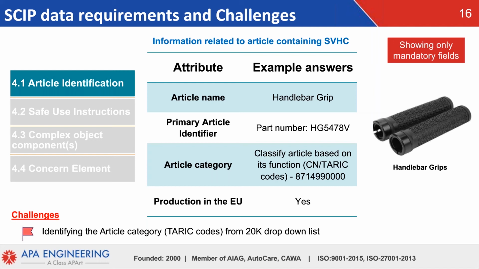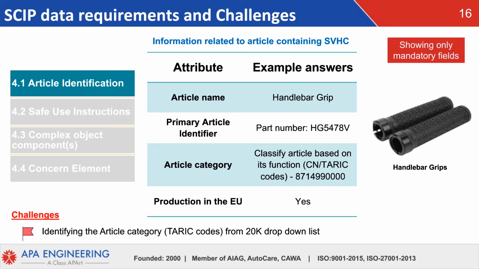The SCIP dossier has 4 different sections: article identification, safe use instructions, complex object, component, and concern element sections. Altogether, we have 24 attributes, even though there are 11 attributes that are mandated to be filled and which are required to be collected from your supply chain or from your in-house team, which we will be covering in the subsequent slides. The first section is called article identification, which has 4 mandatory fields.